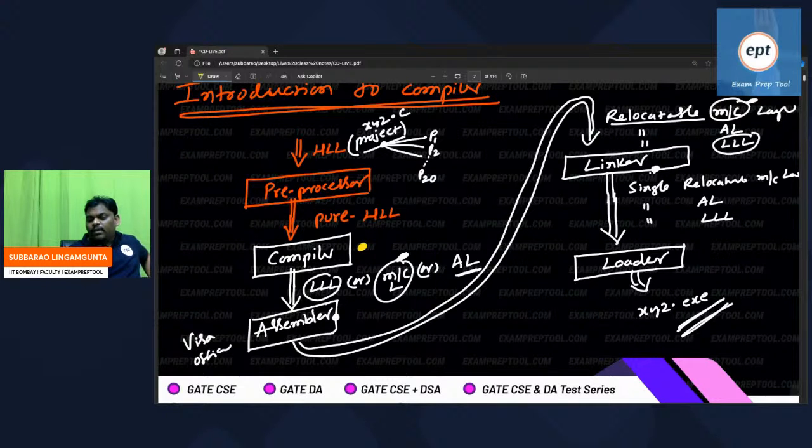If anyone asks about compiler input and output, simply say: input is high level language, output is low level language. That's it. Then what about the preprocessor? For user convenience, you add a little bit before the compiler and a little bit after the compiler, but they are not part of the compiler.